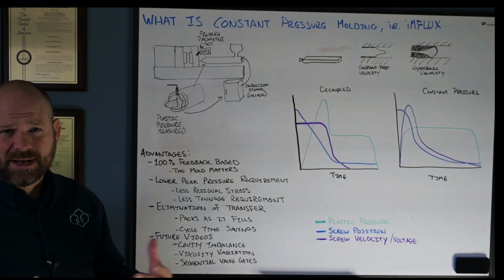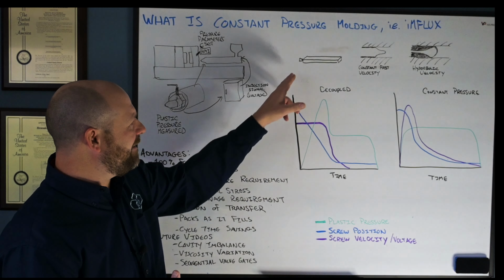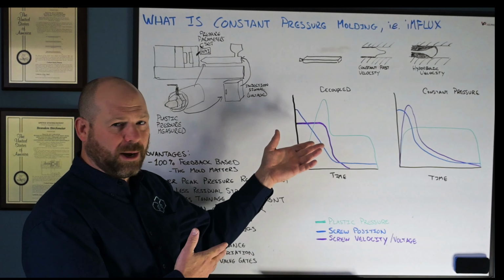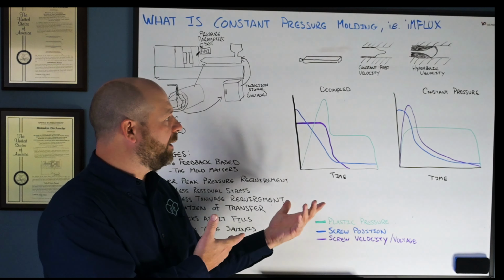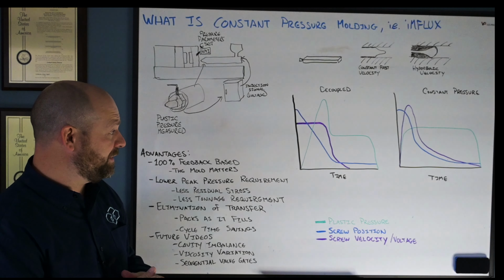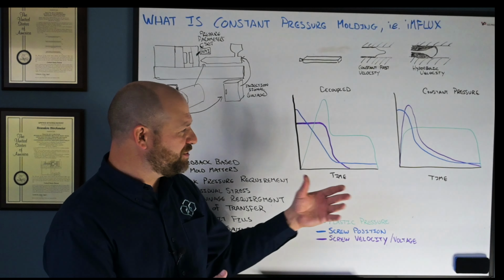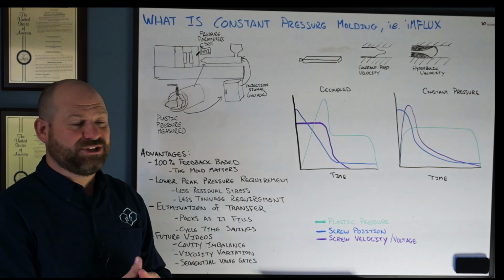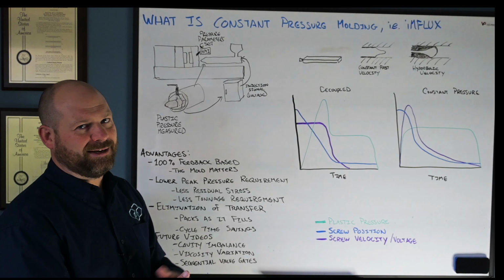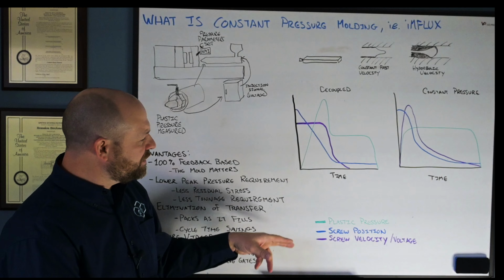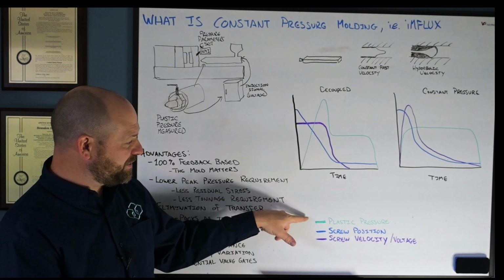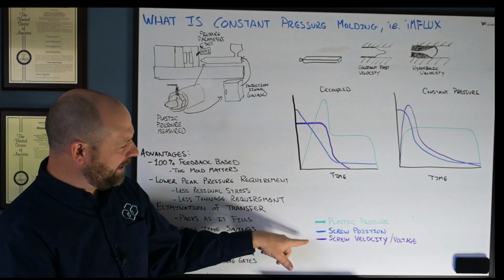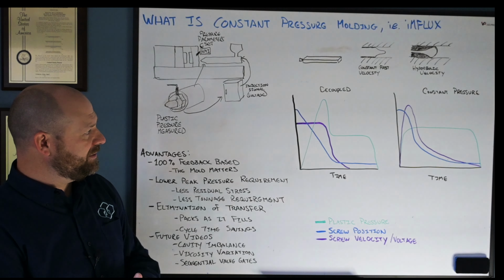So to demonstrate the differences, what I have drawn up here is just a simple rectangular test bar, and to demonstrate what a decoupled, conventional molding process would look like relative to a constant pressure molding process. And I have some injection molding graphs up here. They probably look familiar to you if you've ever used an injection molding machine or some other third-party software like eDart or Influx. So what I'm looking at here is, the green line is plastic pressure, again that pressure that's measured at the nozzle. Screw position is the blue line, and screw velocity is the purple line in these graphs.